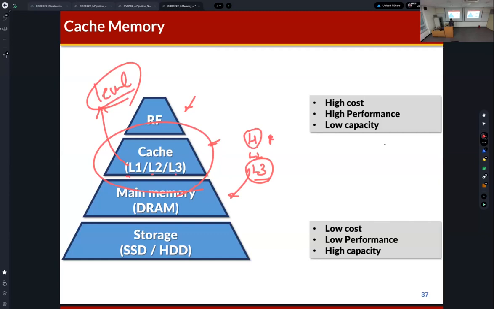If you read some CPU specifications, like for Intel or AMD CPUs, you can find the cache specifications also: L1, L2, L3, and L3 is the largest cache. This is the lowest level cache, and it is called the last level cache, LLC.